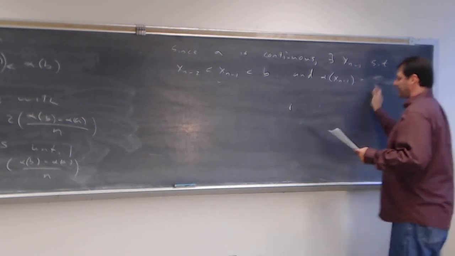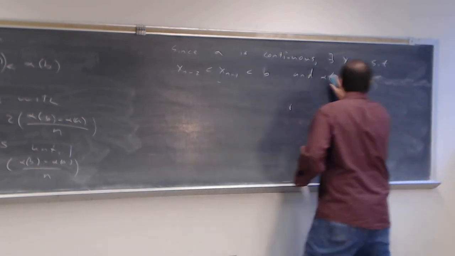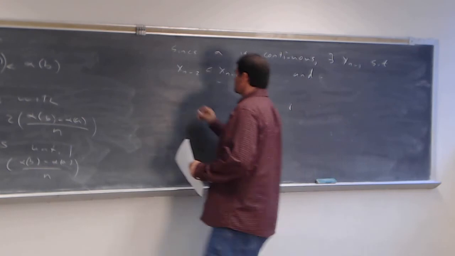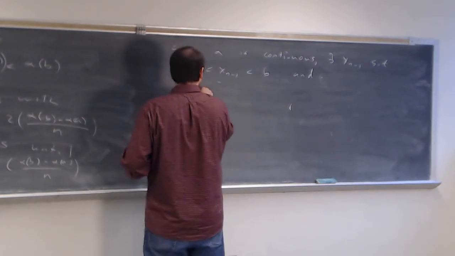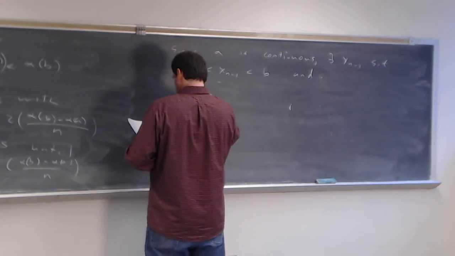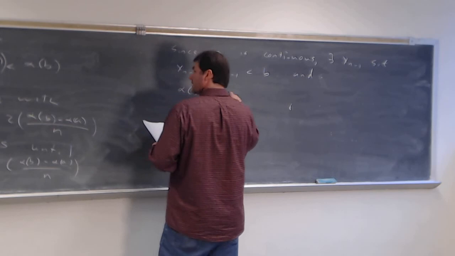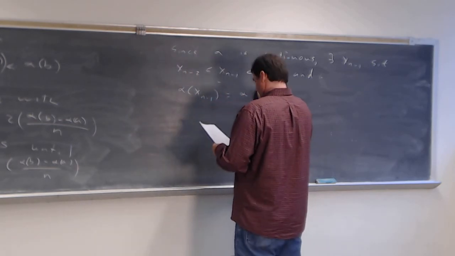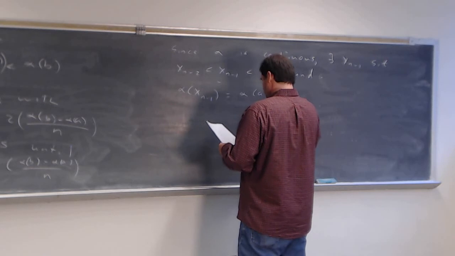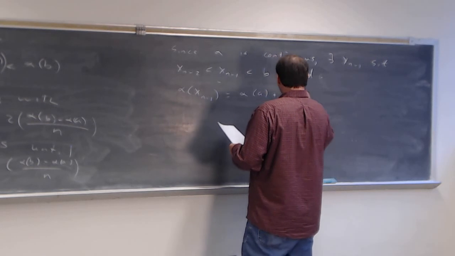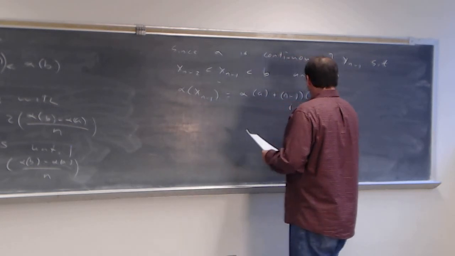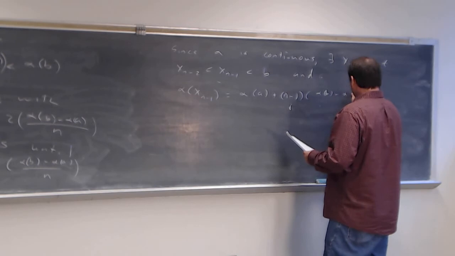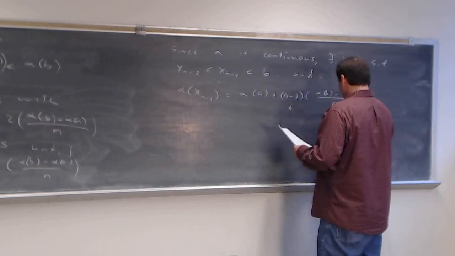I'm going to write this on the next line. Alpha of x sub n minus 1 is equal to alpha of a plus n minus 1 times the quantity alpha of b minus alpha of a, all over n.